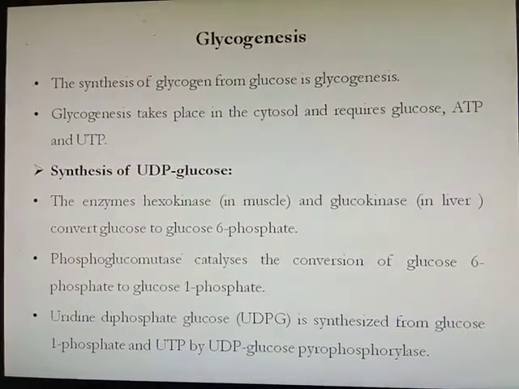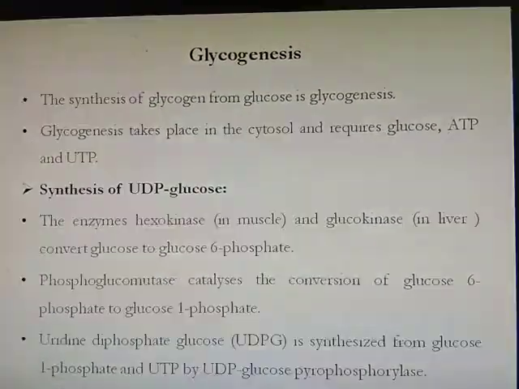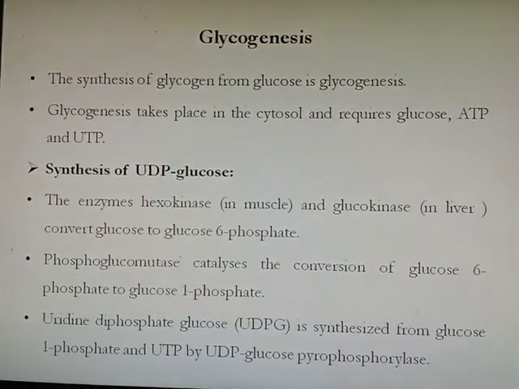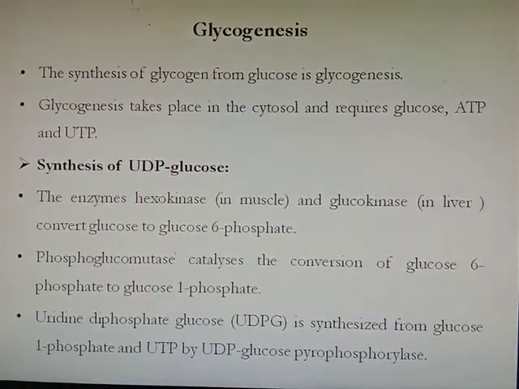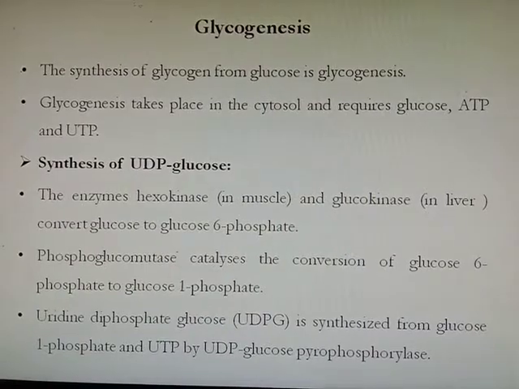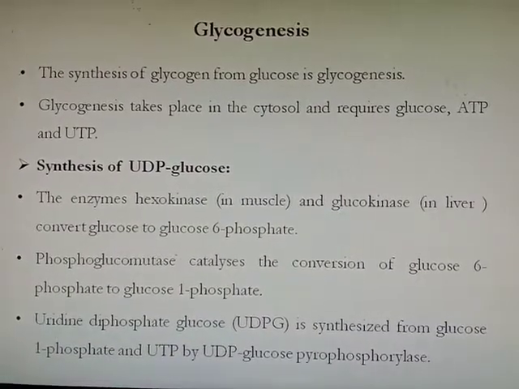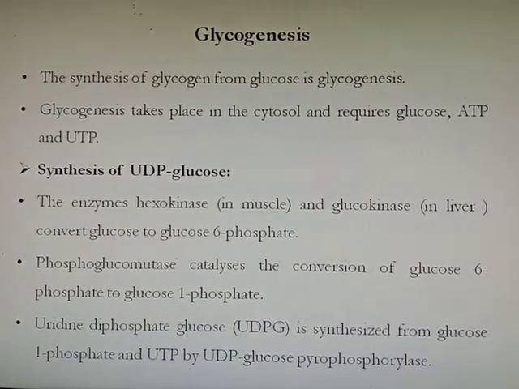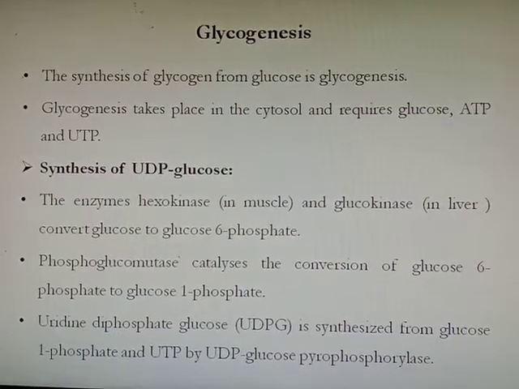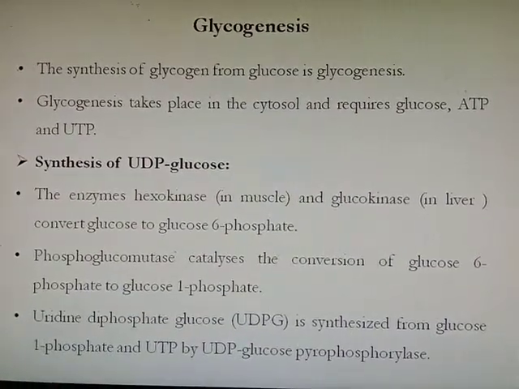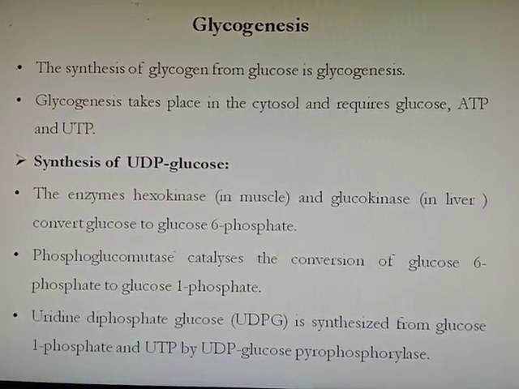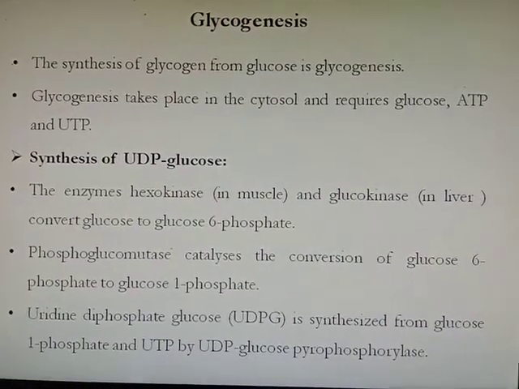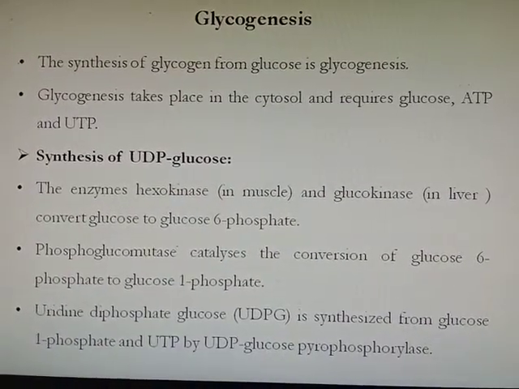Next is glycogenesis. The synthesis of glycogen from glucose is called glycogenesis. Glycogenesis takes place in the cytosol and requires glucose, ATP and UTP. The first step of synthesis of glycogen is synthesis of UDP glucose.